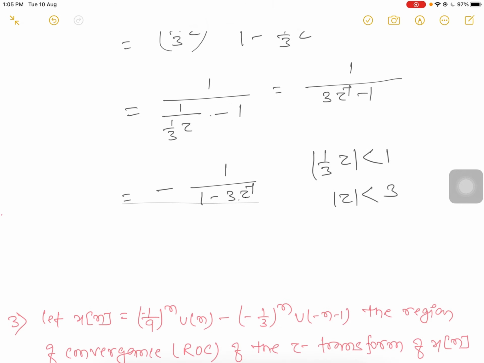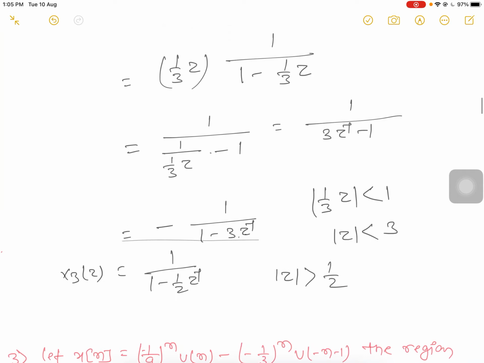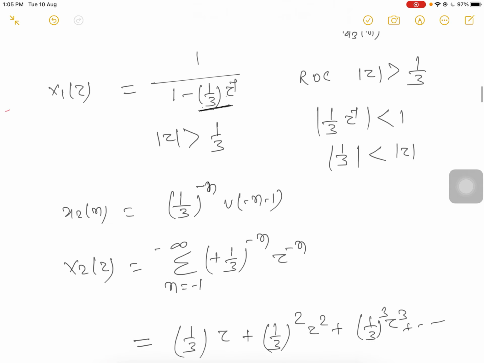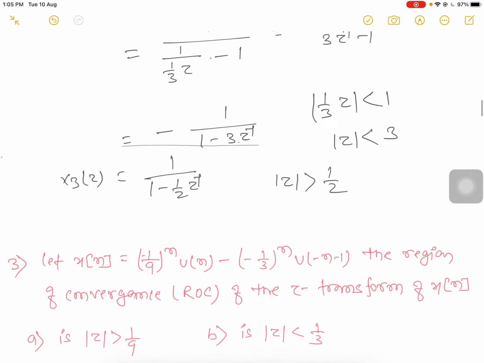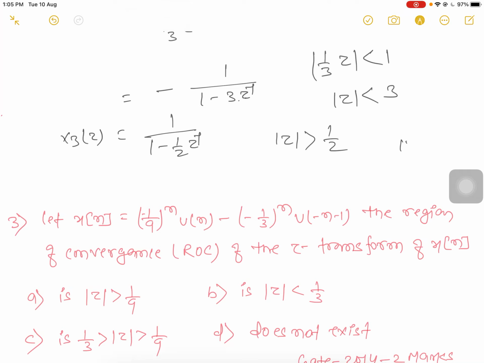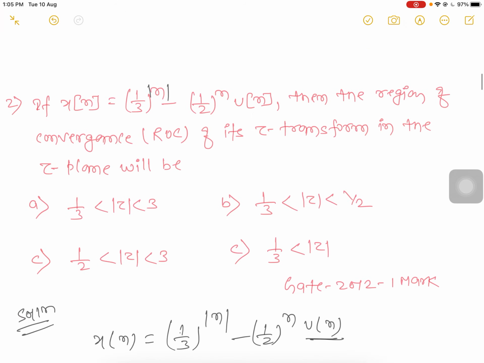And for this signal, 1/2, this one is the right-hand signal. So the ROC for x3(z) will be 1/2 z inverse, mod z greater than 1/2. So the common ROC will be mod z greater than 1/2. Here it is mod z greater than 1/3, so 1/3 is the lesser. So start from 1/3: mod z greater than 1/3 and less than 3. So the overall answer will be valid from 1/3 to 3.